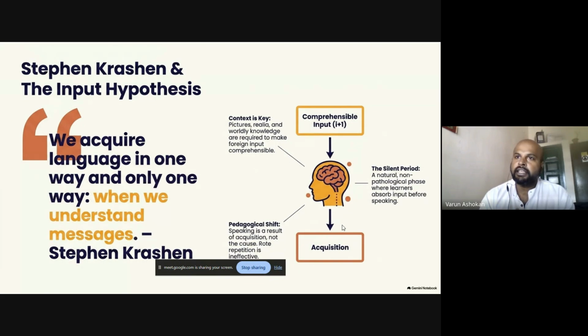Then he speaks about the affective filter hypothesis, where we will also speak about how emotional variables play an important role in acquiring as well as learning the language, which is also slightly related to the theory proposed by B.F.